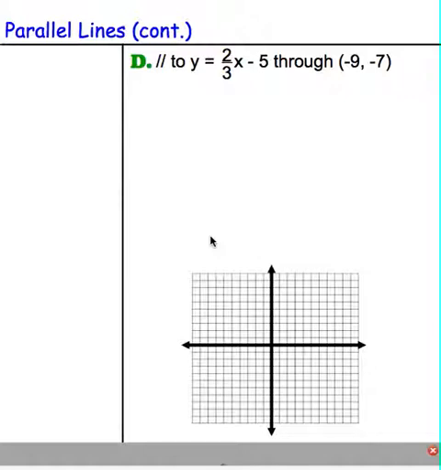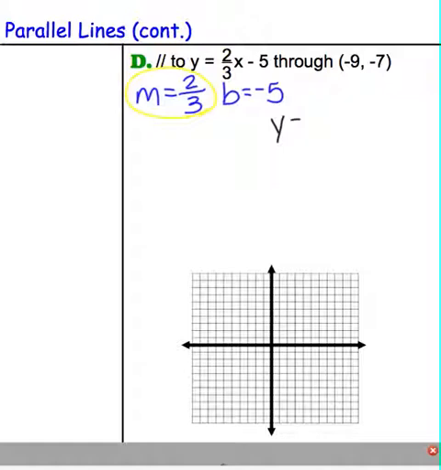So first we need to identify our slope and our y-intercept. I see that my slope is 2/3 and my y-intercept is -5. So that being said, I know that this slope here is going to be the same slope of my new equation. So now I can go ahead and write my point slope form.